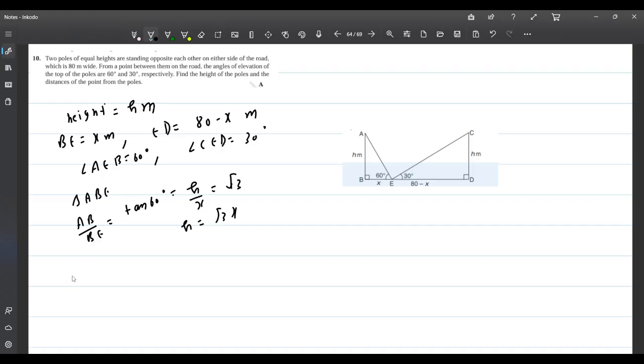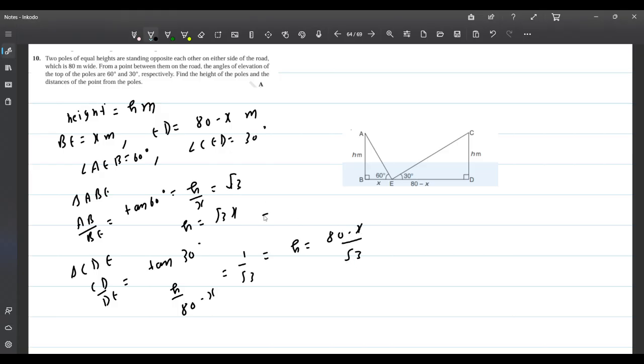Now in triangle CDE, so this is equal to CD upon BE. This is equal to tan 30 degree. So this is equal to h upon 80 minus x and this is equal to 1 upon root 3. So here we get h is equal to 80 minus x upon root 3. So this is equation number 1. This is equation number 2.